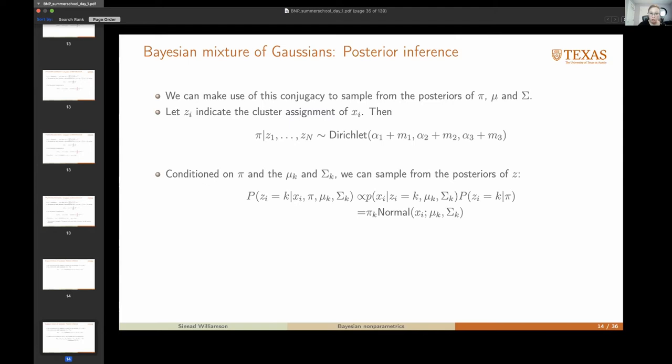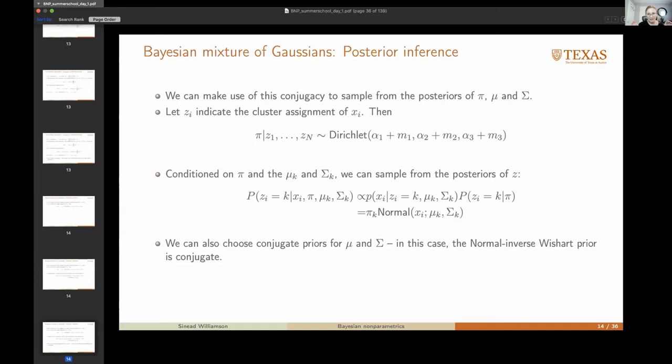And then I can pick conjugate priors again on the mean and the covariance. And that will allow us to do something similar to update the mean and covariance parameters for each cluster. And then we can cycle through sampling the pies, sampling the means and covariances, sampling the cluster allocations, and that will eventually converge to give us samples from the posterior. So if you're familiar with Bayesian inference, this is what's known as a Gibbs sampler. I'm not going to focus a huge amount on inference today, but this is a property that allows us to work with this in a nice manner.